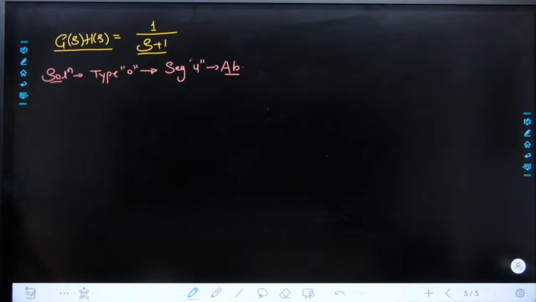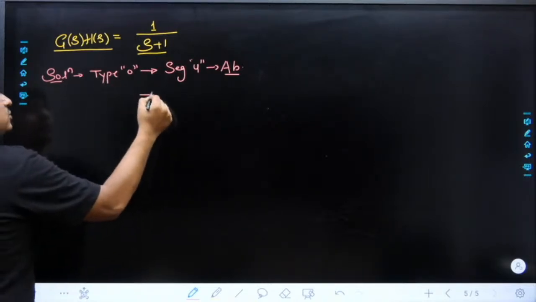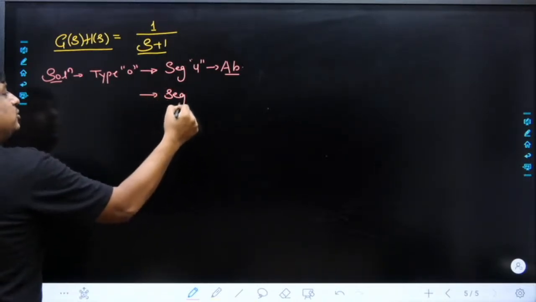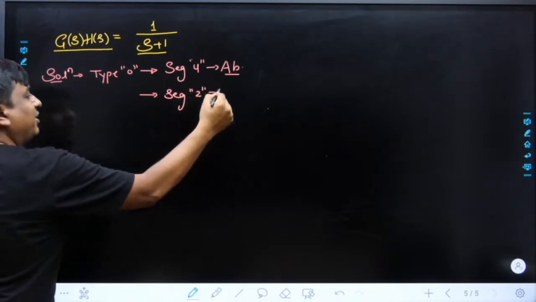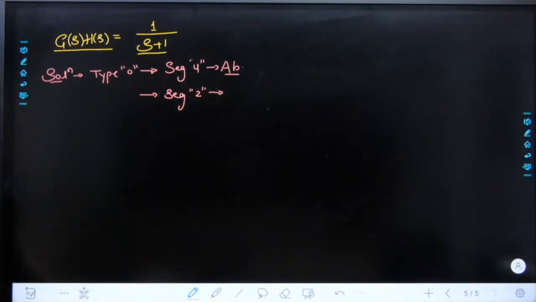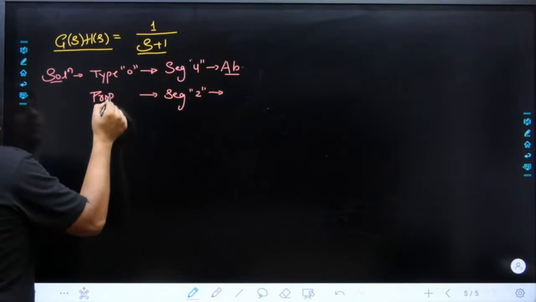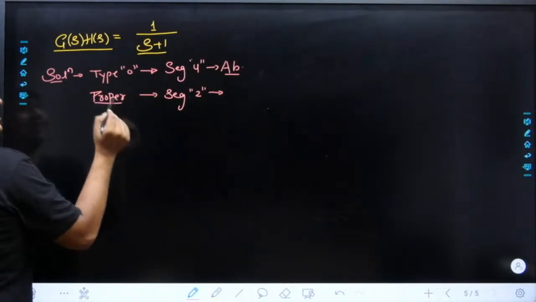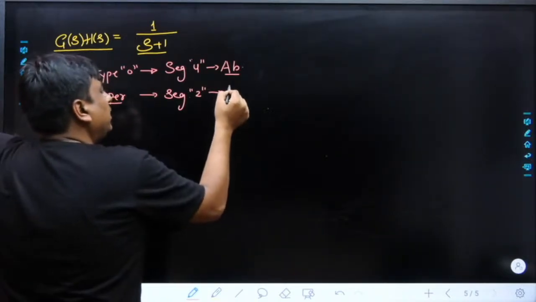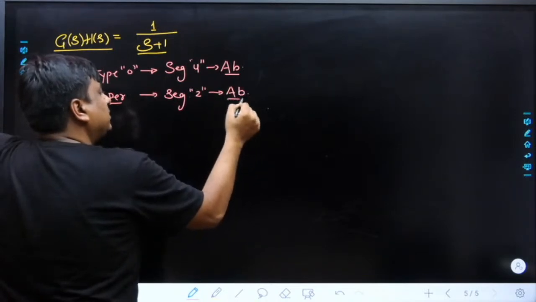Similarly, will segment number 2 prevail over here? No, segment number 2 is again not going to come into the picture. Why so? Because it is a proper form of the transfer function where the number of poles is greater than the number of zeros. So obviously segment 2 would also be absent.